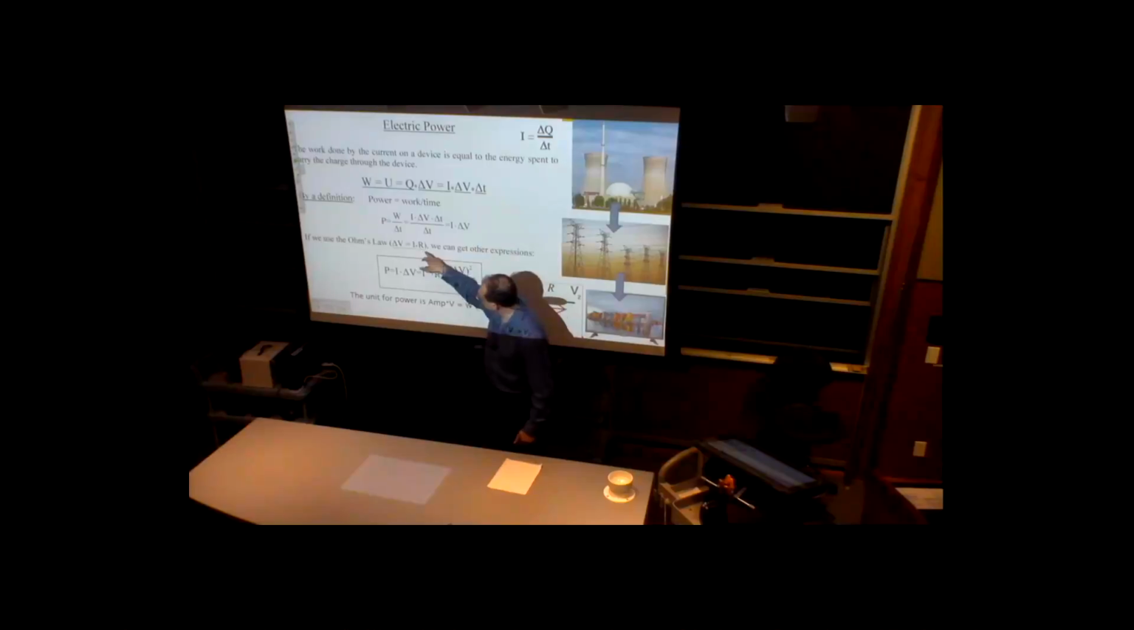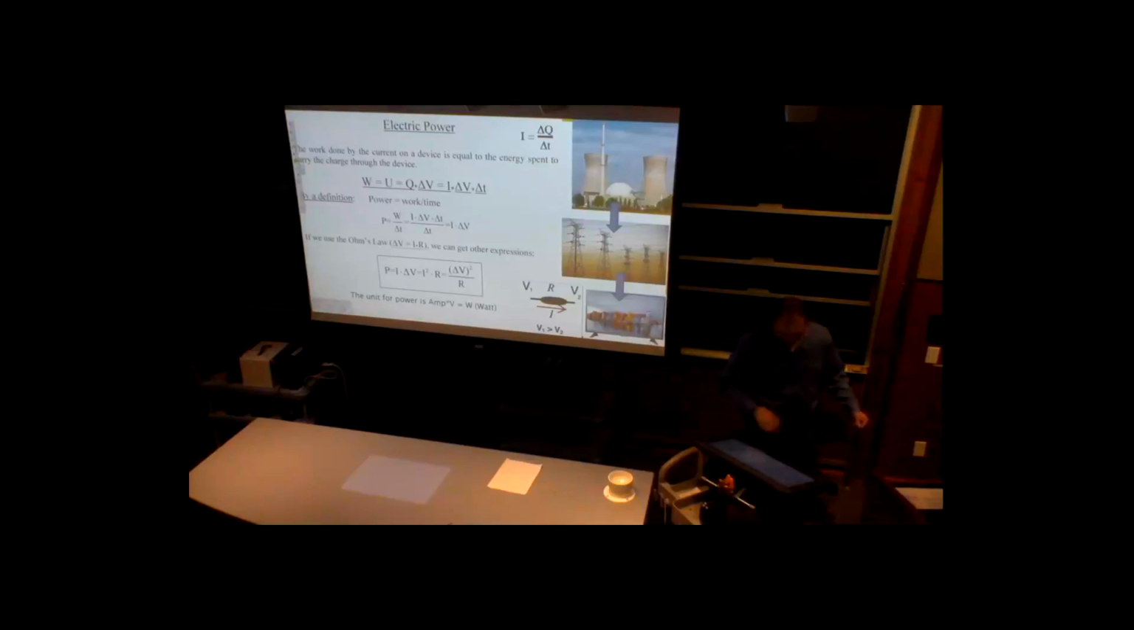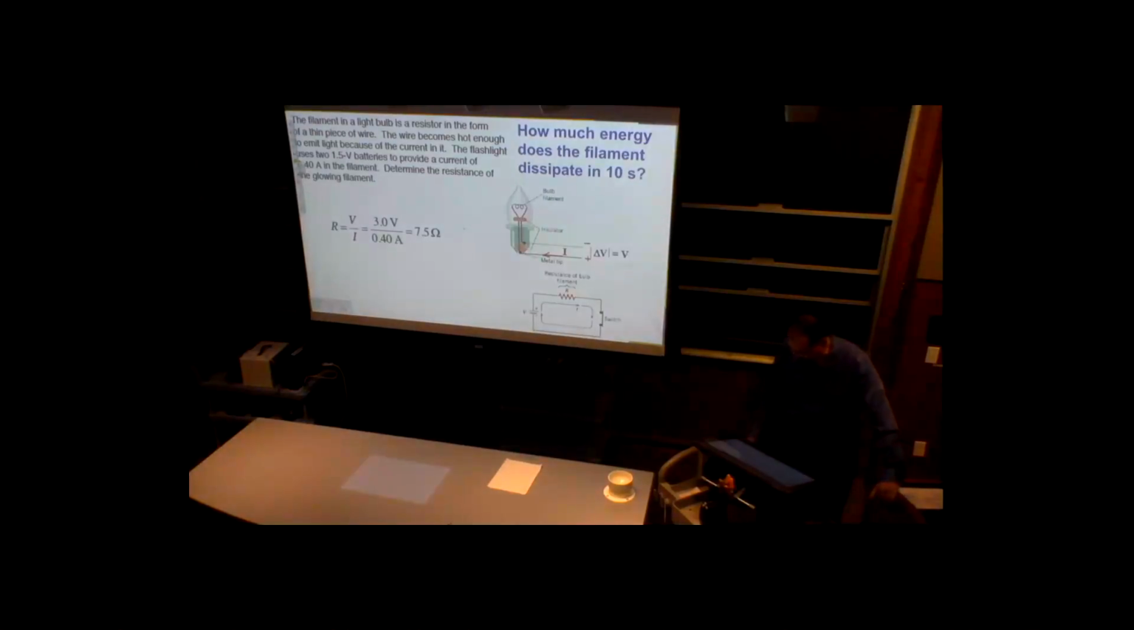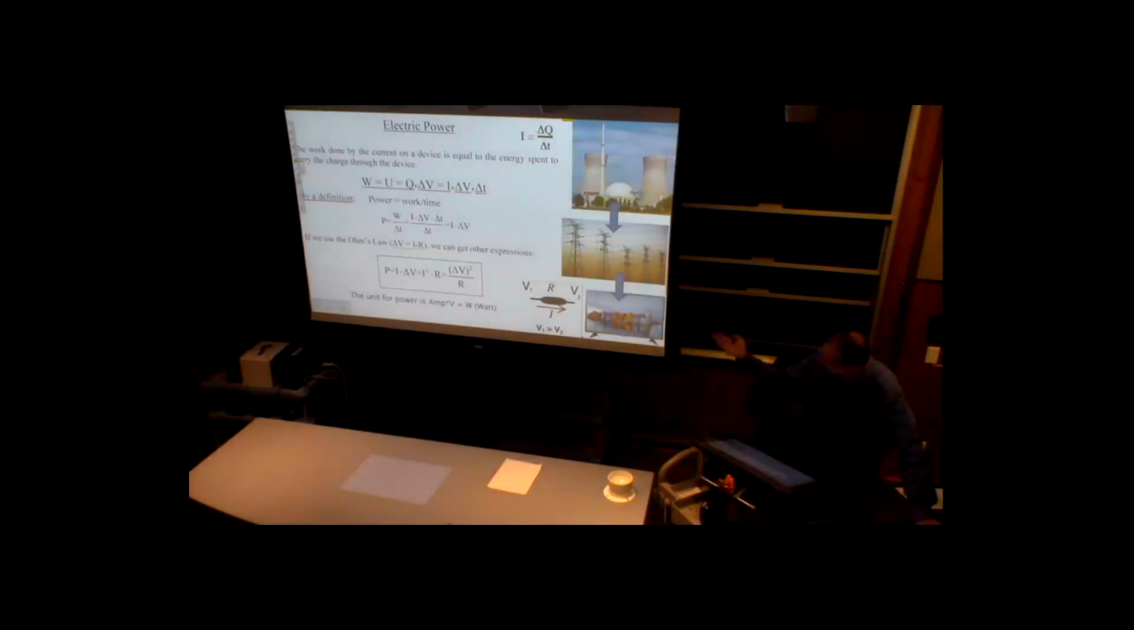But if we use Ohm's law, again, we can rewrite this expression using the resistance and the current, or resistance and voltage. It depends on convenience, basically. And now we can solve this problem. How much energy does the filament dissipate in 10 seconds? Well, electric power. In this problem, we know all variables. We know voltage, we know current, and we know resistance. So it doesn't really matter what equation we use. First, second, third, the result will be the same.